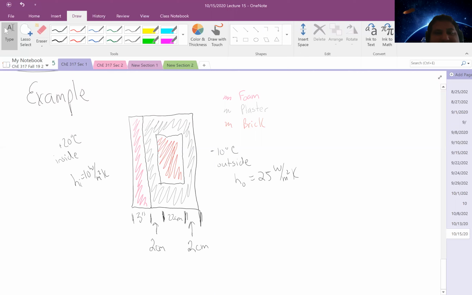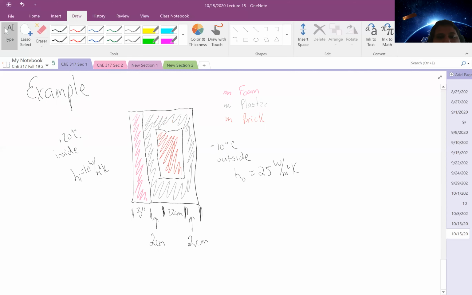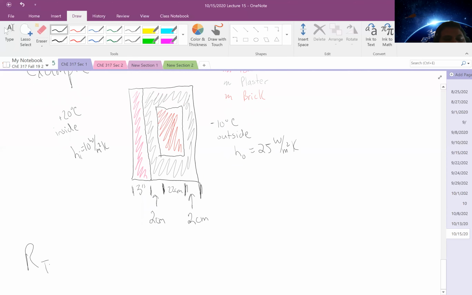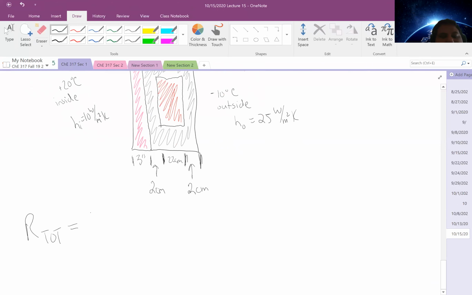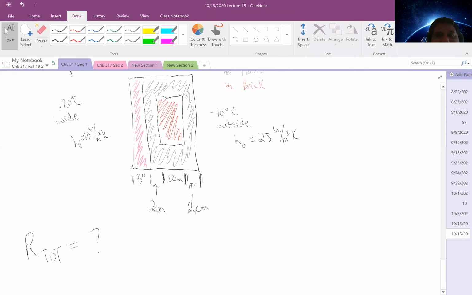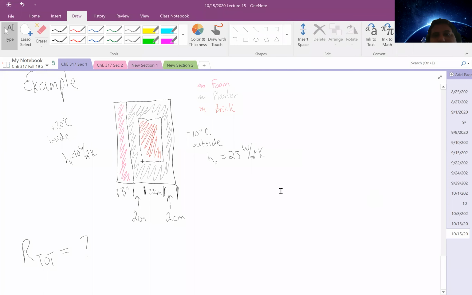So I want you guys to take a look at this, and I'm going to send you to breakouts for a few minutes. I'd like you to come up with an expression for our total thermal resistance. So our total equals what? I'll give you guys about 3 or 4 minutes to do that in some groups.